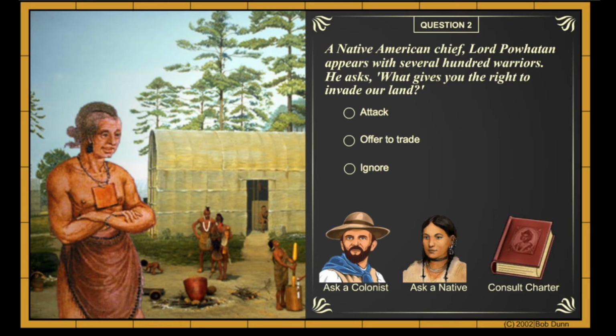All right, what should we do? But wait, look, you can also ask for advice. Look at the bottom. Who can you ask? There's a few different people. Ask the colonists, ask the natives, or consult the charter, which would be what the king had given the traders as they came over. So who do you think a good person to ask would be? Let's ask the natives. All right, click on that.